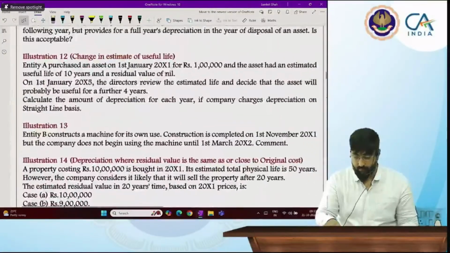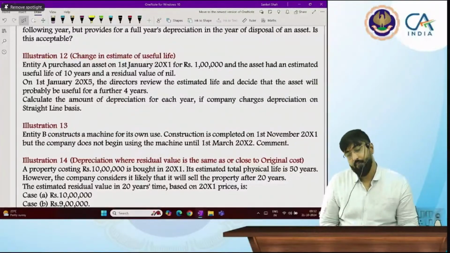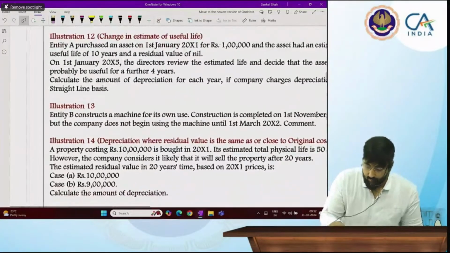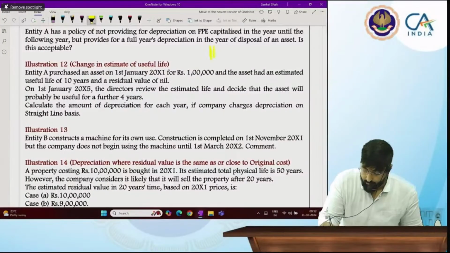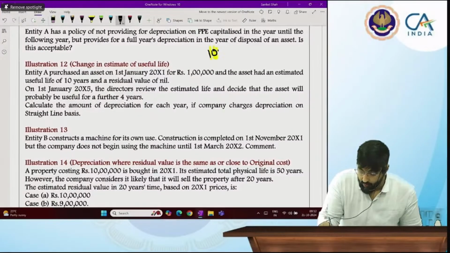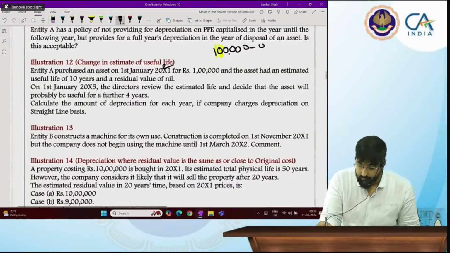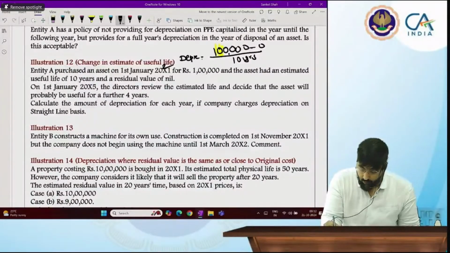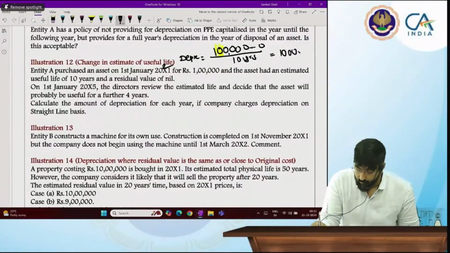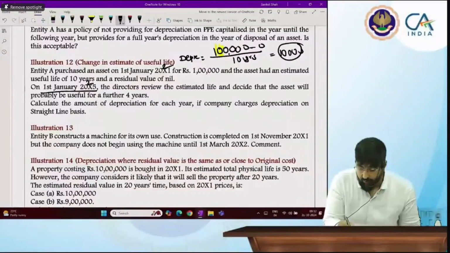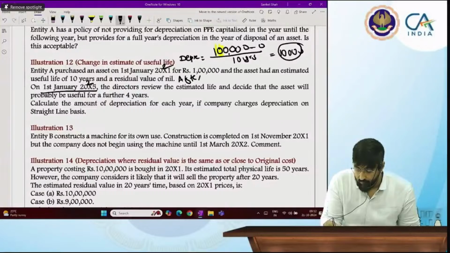Illustration 12. Entity A purchased an asset on 1st January 2001 for rupees 1 lakh, and the asset has an estimated useful life of 10 years and a residual value of nil. Divide by 10 years, depreciation is 10,000 rupees per year. On 1st January 2005, that is after 4 years.